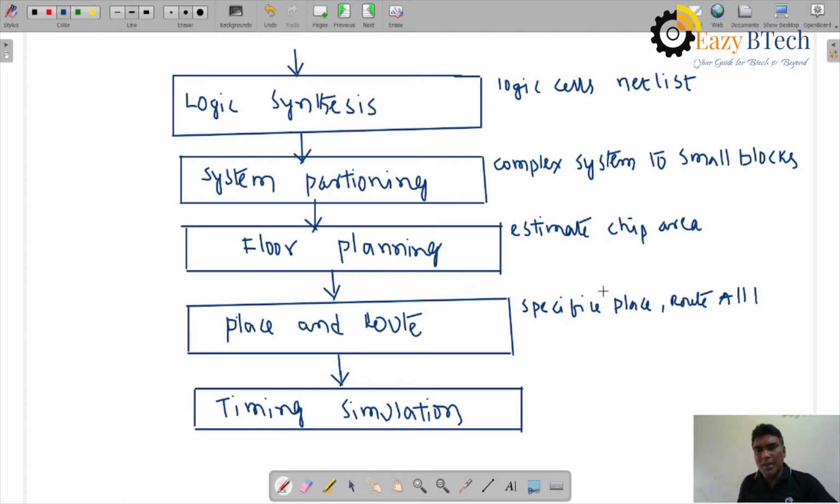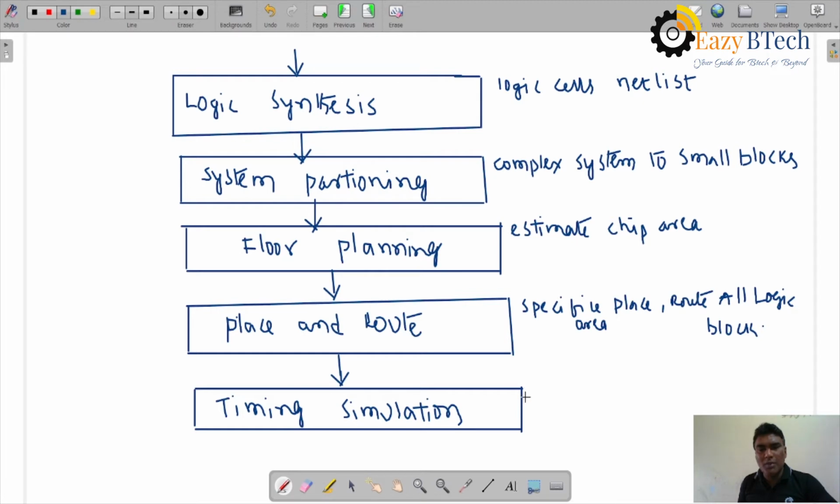So, specific area, place and route, all logic blocks. So this is about place and routing.